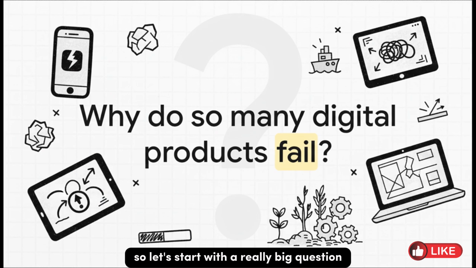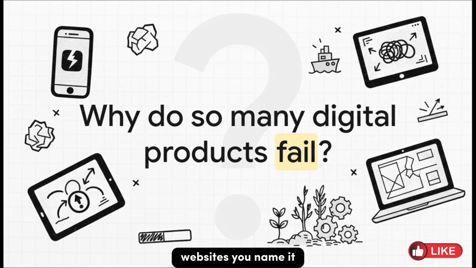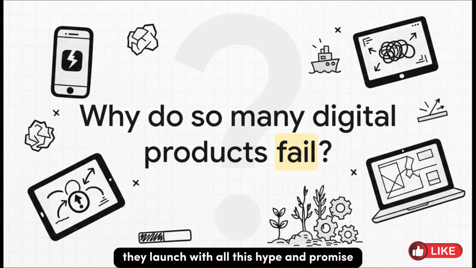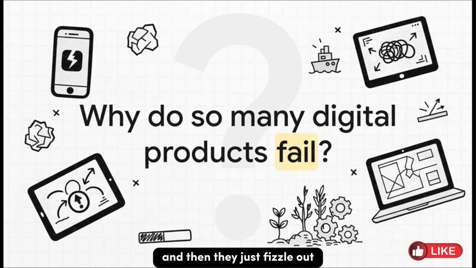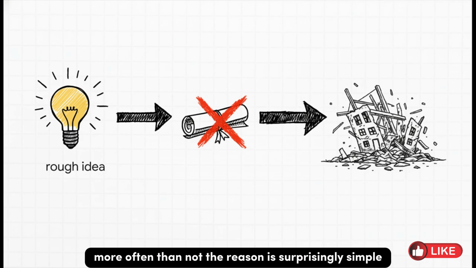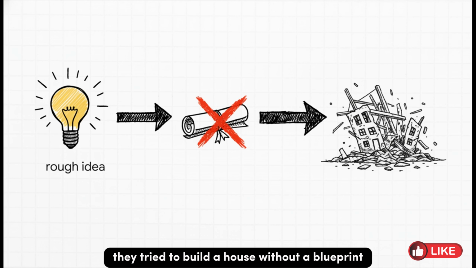So, let's start with a really big question. Why is it that so many digital products, apps, websites, you name it, they launch with all this hype and promise, and then they just fizzle out? The market is just littered with them. And, more often than not, the reason is surprisingly simple. They tried to build a house without a blueprint. They just jumped straight from a napkin sketch right into coding or making things look pretty. And that, my friends, is a classic recipe for disaster.